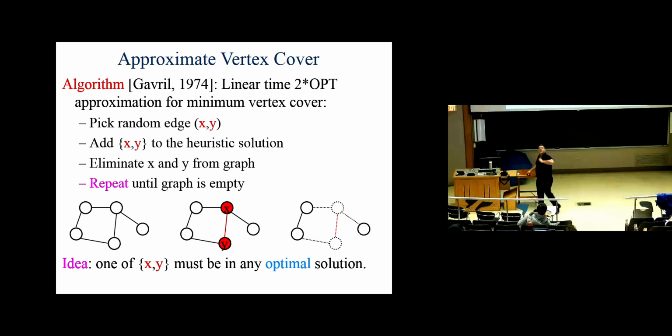And you threw both x and y into the heuristic solution that you spat out by this algorithm. So one of them had to be there, but you threw in both. So you keep doing this. For every edge that you pick and throw both vertices into the solution, at least one of the vertices must have been in the optimal solution.